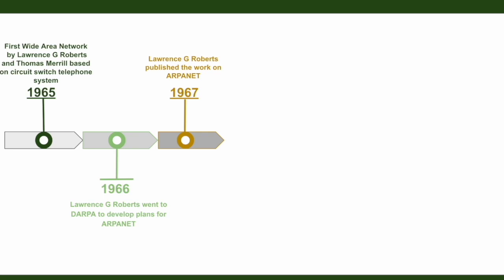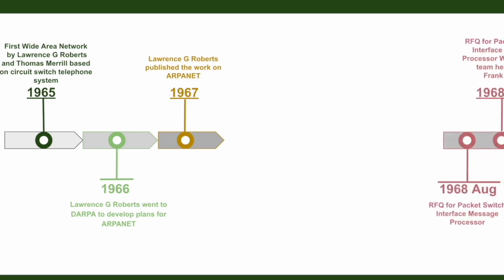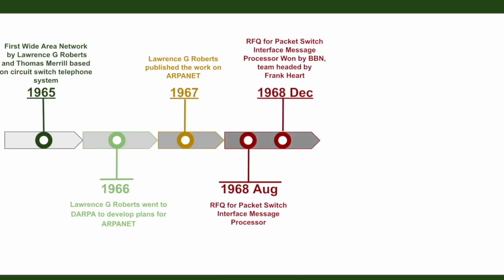Following that, in 1967, Lawrence G. Roberts published the work on ARPANET, and in August of 1968, there was a request for quotation for a packet switching interface message processor. By that time, it was very clear that we needed a packet switching mechanism for an efficient way of communication. This interface message processor can collect the packets in the network, reassemble them, and then send them to the host. A very rudimentary system that can collect the packets and then forward them.